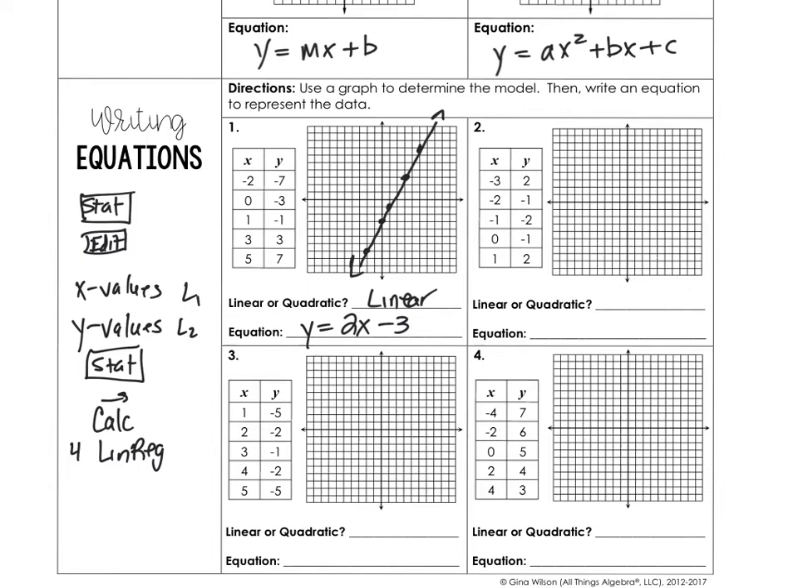Okay, next example, let's go ahead and put our points on the graph. -3, 2, left 3, up 2. -2, -1, left 2, down 1. -1, -2, left 1, down 2. 0, -1, 1, 2. Okay, connect the dots.